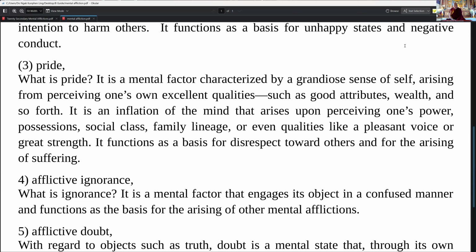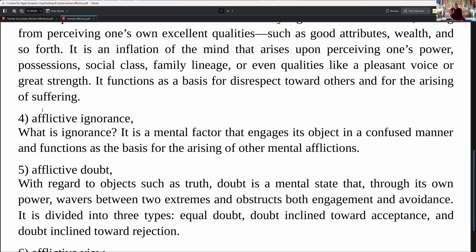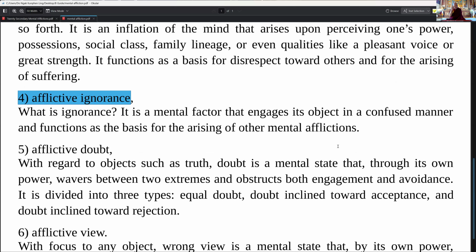Okay, so now next we are talking about ignorance. Sometimes we say defilement ignorance or mental affliction ignorance. There are a few different types of ignorance, but I don't think we have to explain them here, so just keep it as ignorance. Ignorance here is a mental factor that engages its object in a confused manner, and its function is to serve as the basis for the arising of other mental afflictions. As long as you have ignorance, all the other defilements will arise.